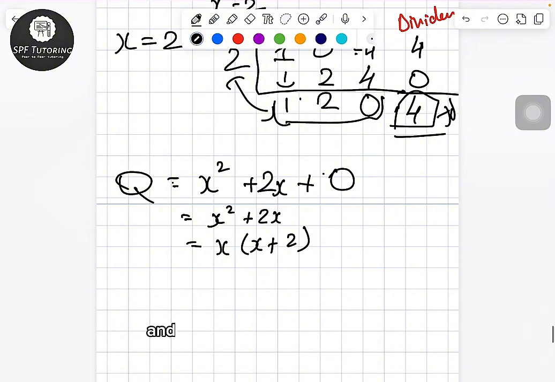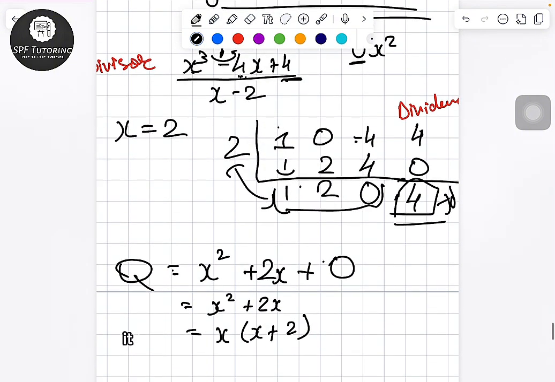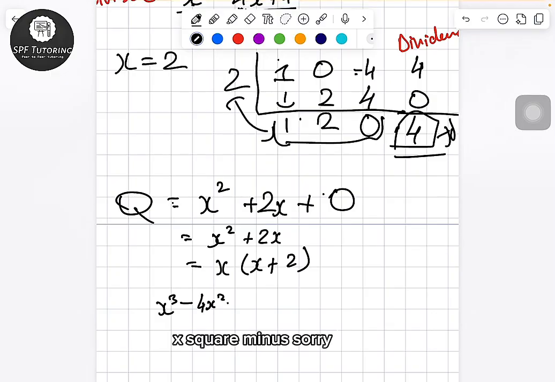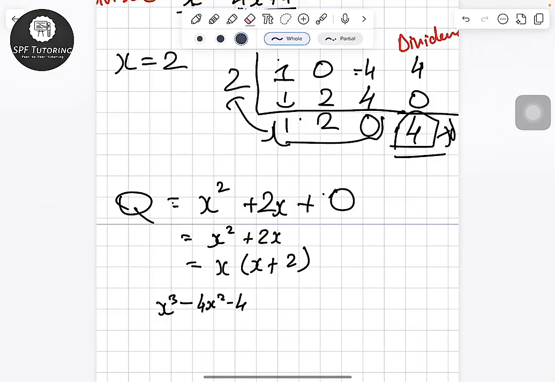Simple as that. And if you want to state a division statement, you would simply state that it's x cubed minus 4x squared, sorry, this 4x.